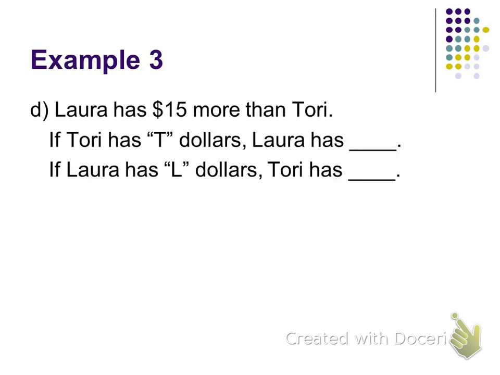One more of this type, D. Lauren has $15 more than Tori. If Tori has T dollars, Lauren has blank. And then we're going to do it in reverse. If Lauren has blank, Tori has, if Lauren has L, Tori has blank.